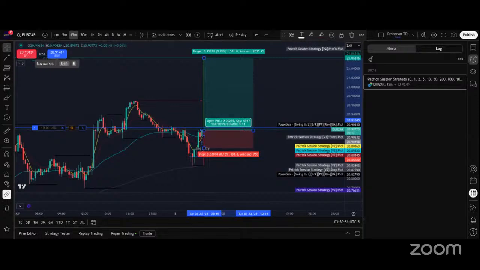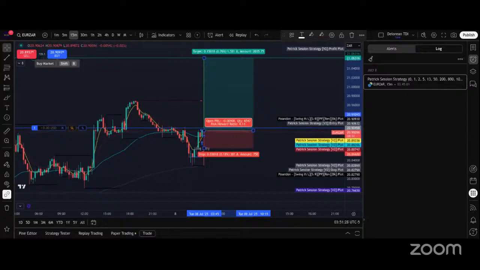EURZAR. This is a market execution buy. 4.14 risk to reward ratio. Take profit 21.06316, it's going to be for 1,582 pips. Stop loss 20.86680, that's going to be for 382 pips. And entry price is 20.90498.